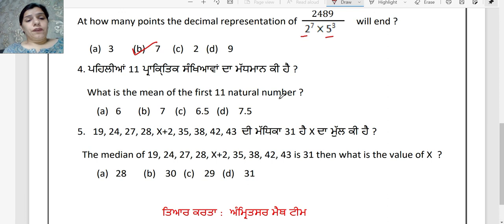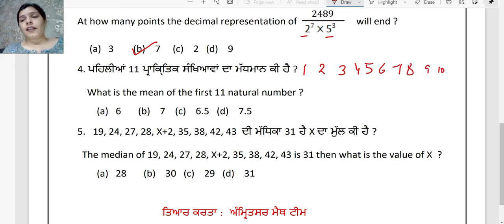Next, question number 4. What is the mean of the first 11 natural numbers? Students, you know that natural numbers start from 1. So this is a very easy question. 1, 2, 3, 4, 5, 6, 7, 8, 9, 10 and 11. These are my first 11 natural numbers.